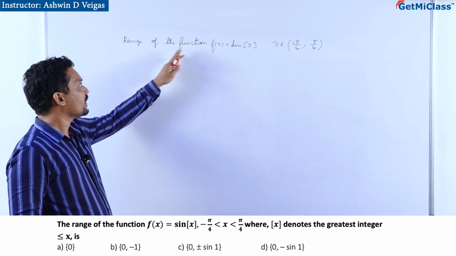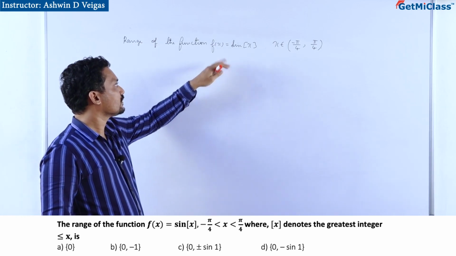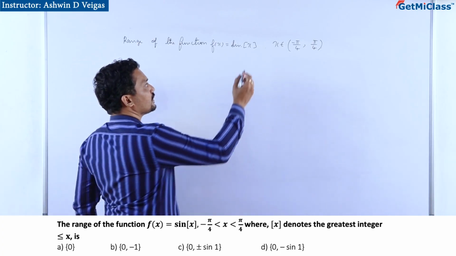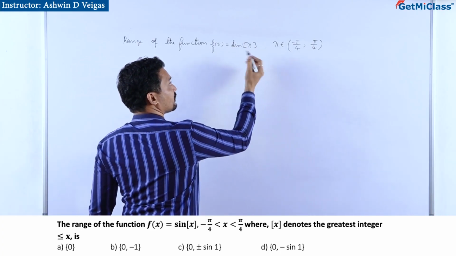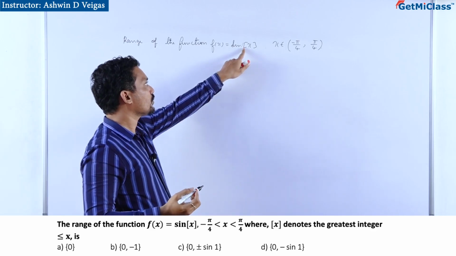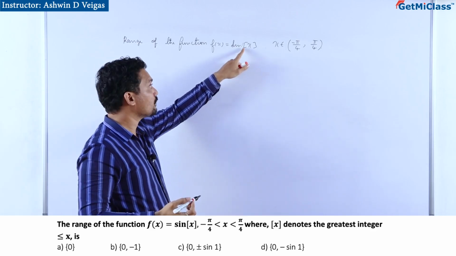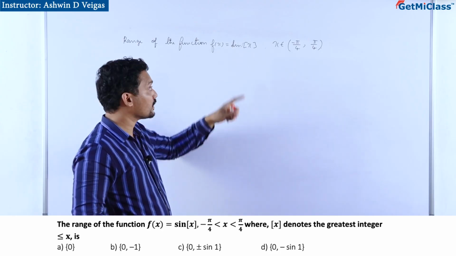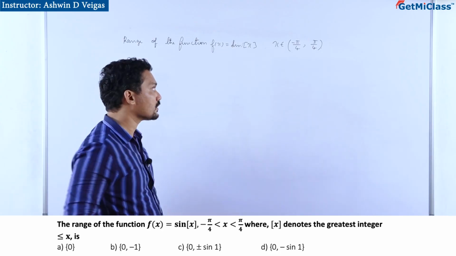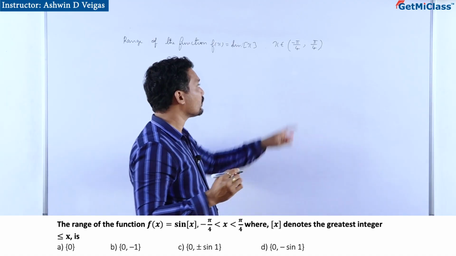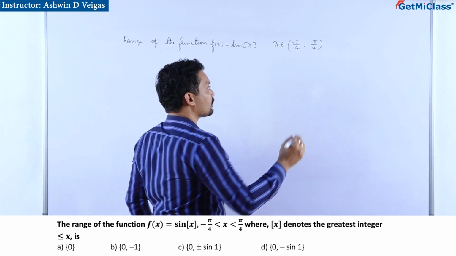So here we have to find the range of the function f of x is equal to sine of greatest integer of x. Now since greatest integer of x is the first function, that is the inner function, so first you have to analyze what are the values taken by greatest integer of x, then you can analyze the values taken by sine of greatest integer of x. Now x has a restriction here, x can lie between only minus pi by 4 to plus pi by 4.